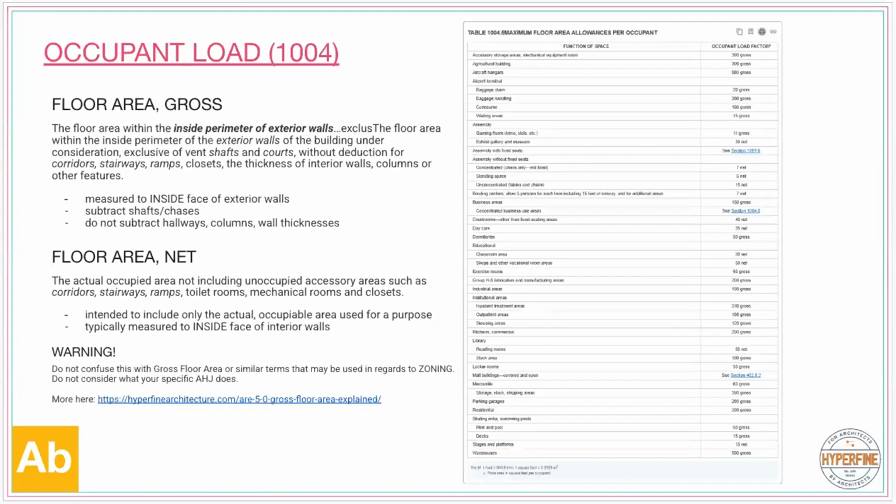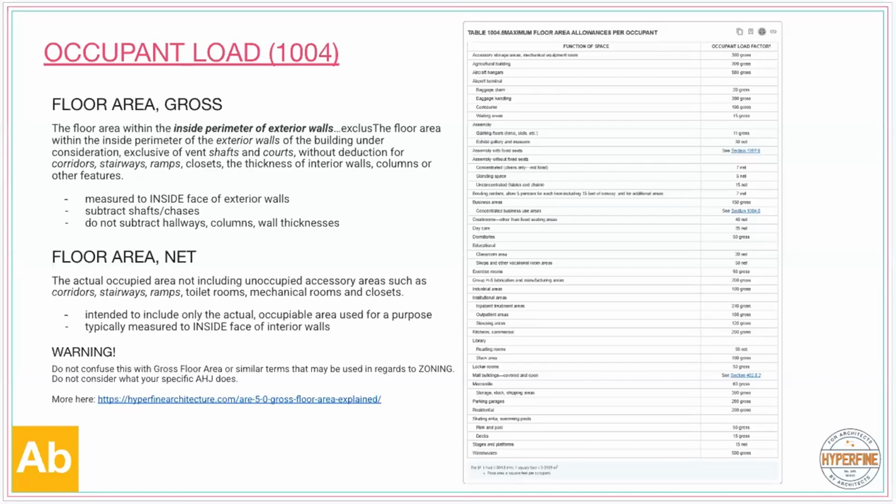Okay, so this is the table, 1004, I think .6 or .5. I can't read it on this small little print, but this is in chapter 10, which is egress, right? So everything before was chapter 3, which was defining stuff. This is now egress. And the two things you're going to sort of have to know between is floor area gross and floor area net.